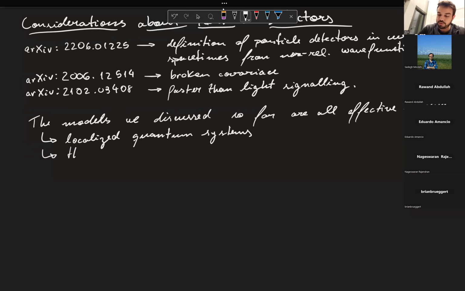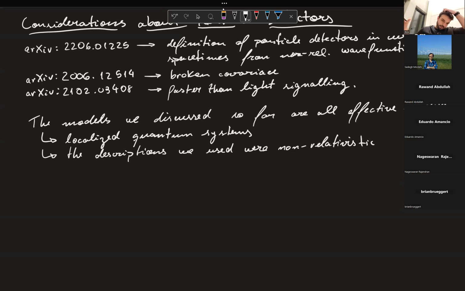So basically the descriptions we used were in the regime of non-relativistic quantum mechanics. So they were non-relativistic. And we're going to discuss it in detail. What do I mean by this? But of course, because of this, we're going to find issues with causality and covariance.